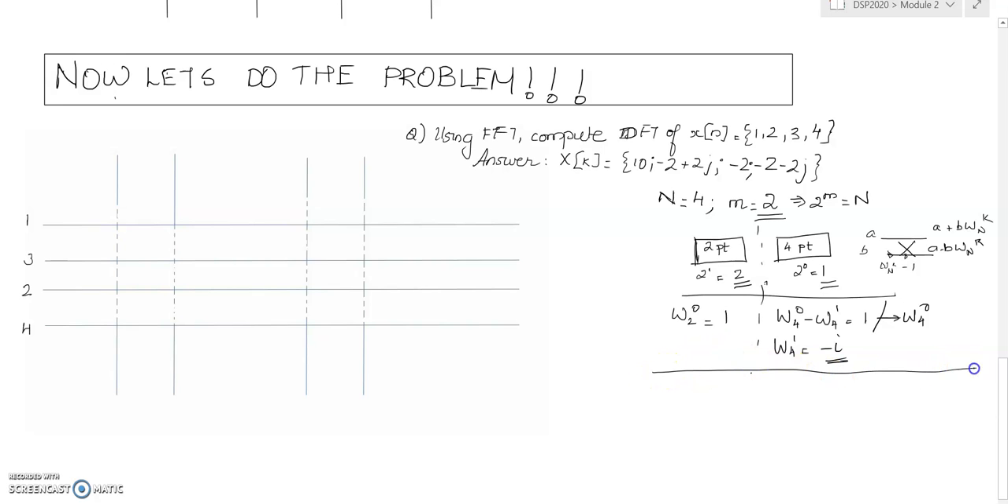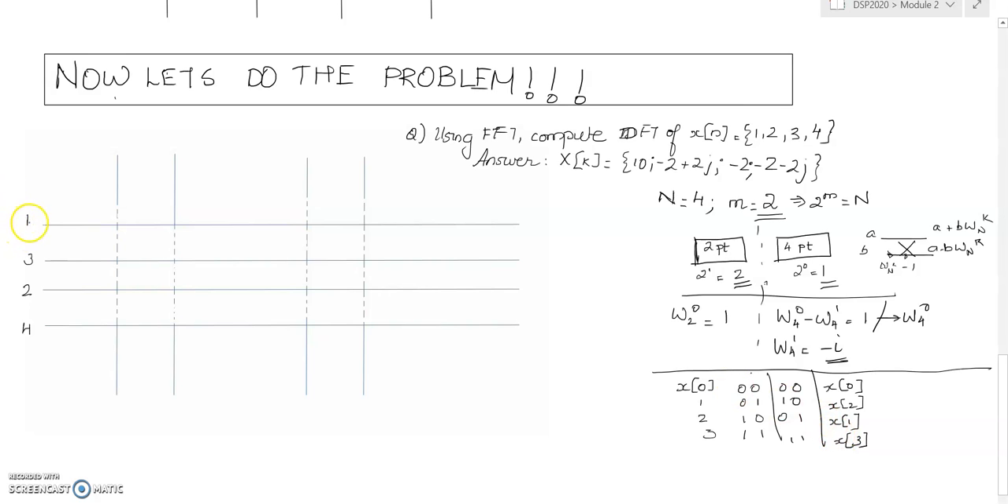Now the last step that you need to do is write the inputs in bit reversed order. You have 4 inputs x of 0, 1, 2 and 3. The position will be written in the binary order. It's not the value, it is the position that I'm writing. Please keep that in mind. Bit reversed, x of 00, 01, 10 and 11 becomes x of 0, x of 2, x of 1 and x of 3. So you have the input written in the bit reversed order, and with this we can start doing the problem.